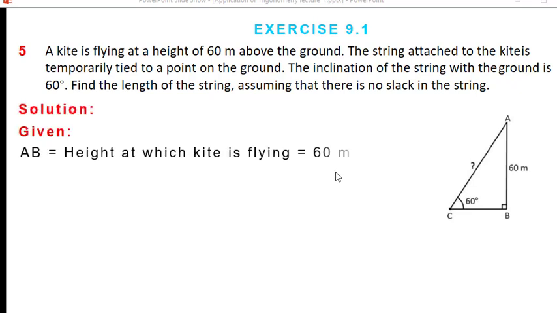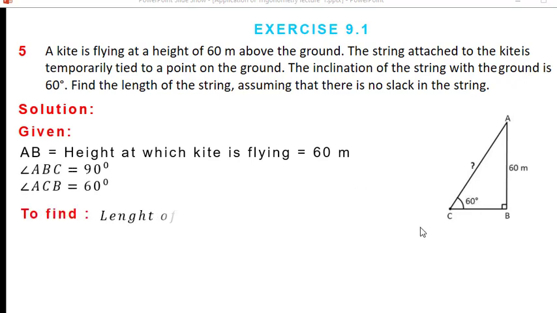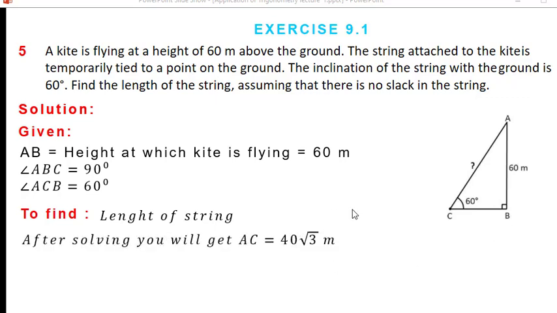Again, what ratio are you going to use? For angle 60 degree, the opposite side is given and the hypotenuse you need to find out. So you are going to use sine of angle 60 degree. Your result will be 40 root 3 meter. Right? Okay. Try this problem yourself. Height AB is 60. When you use sine 60 degree, sine 60 degree is root 3 by 2, okay. So by that you will get the answer.